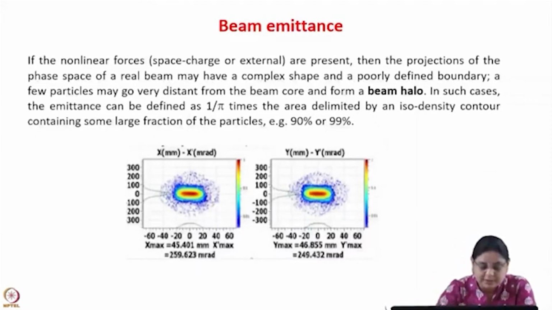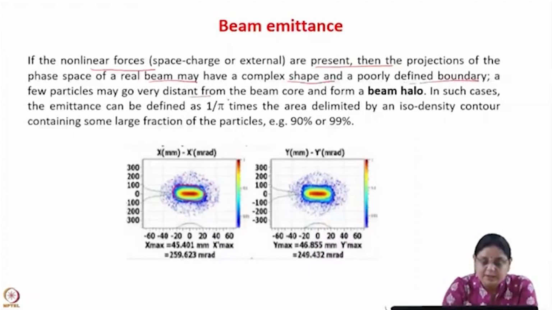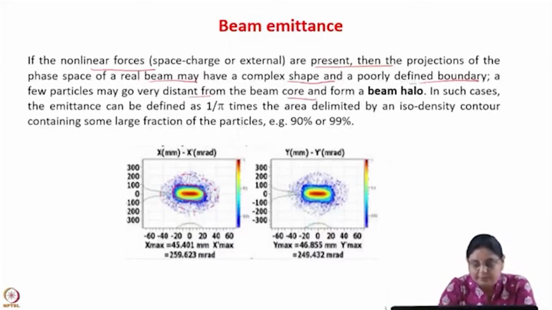So here, as you can see in this picture, taken from a code called TraceWin, most of the beam is in the central region, but a few particles are far away from the central core of the beam. If non-linear forces are present, then projections of the phase space of a real beam may have a complex shape and poorly defined boundary. A few particles may go very distant from the beam core and form a halo. So this is what is known as the beam halo.